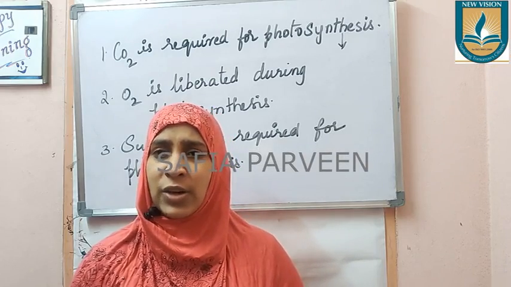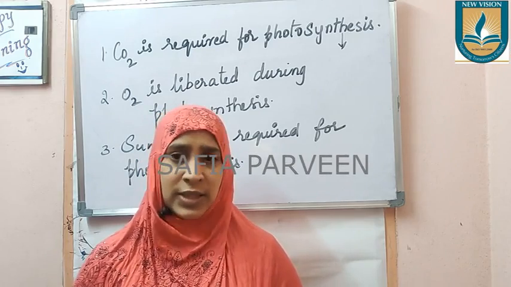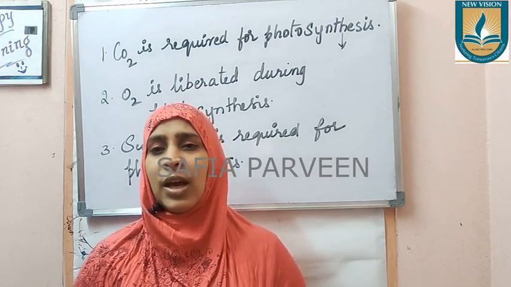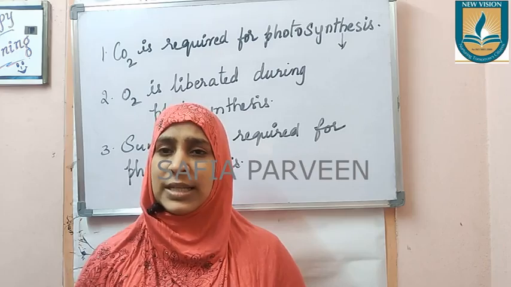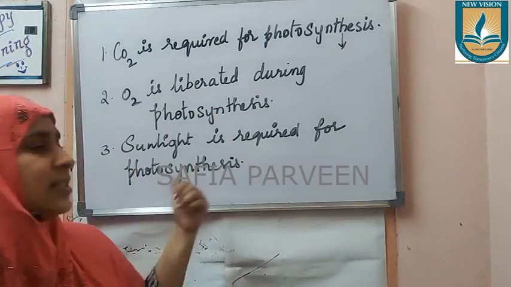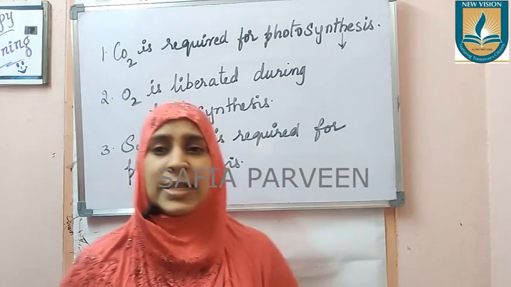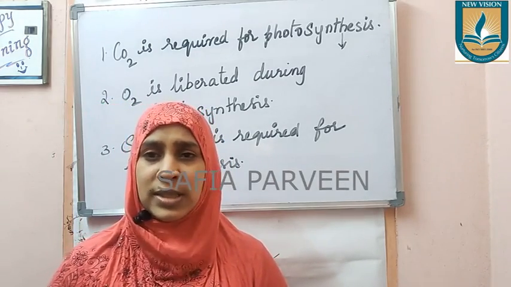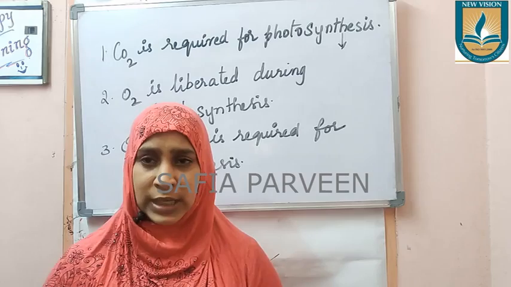Children, you have understood that oxygen is liberated during photosynthesis with the help of this experiment, right? Okay, then it is about the final experiment, that is nothing but sunlight is required for photosynthesis. Sunlight is required for photosynthesis will be proven with the following experiment.